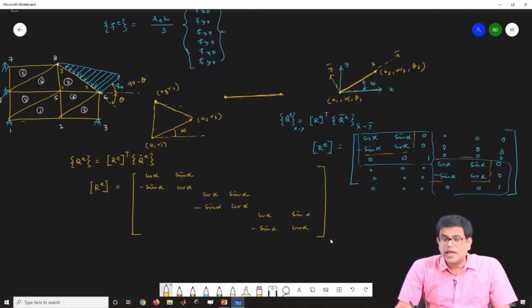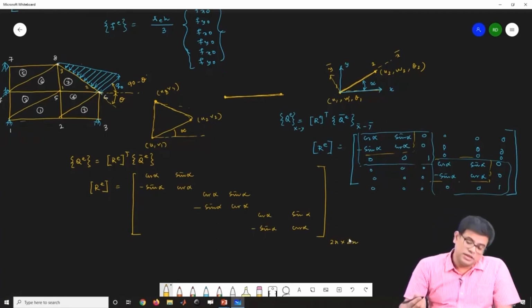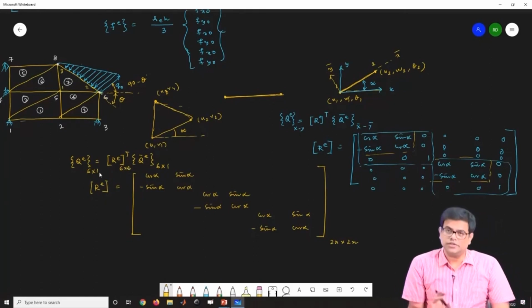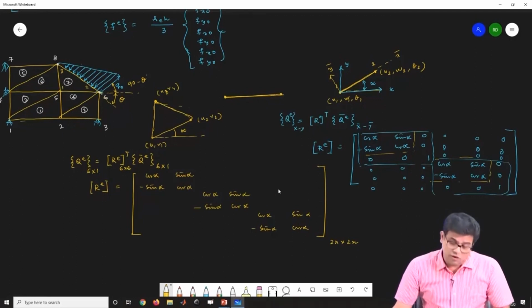So basically, if there are n number of nodes, this is a 2n cross 2n matrix. So that means 3 number of nodes, so this is a 6 cross 6 matrix. Naturally, because this traction vector will be a 6 cross 1 vector. So this is also a 6 cross 6 matrix. So finally your global traction vector will be a 6 cross 6 matrix times a 6 cross 1 vector.